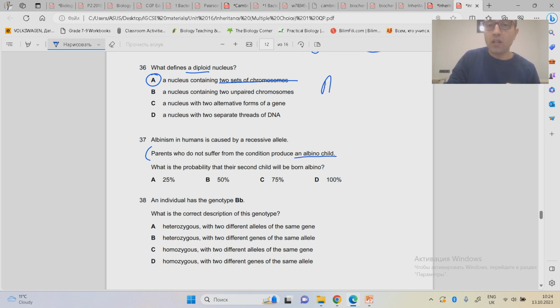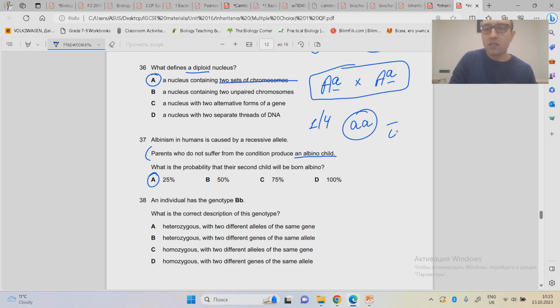So parents are healthy, it means that there is minimum one capital A, guys. And they have an albino child, which means that there is small a. So it means that both parents are heterozygous, guys. And the question, what is the probability that their second child will be born albino? Guys, the answer is 1 in 4, 25%. And how? Guys, if you cross these two parents, having small a is 1 in 4.